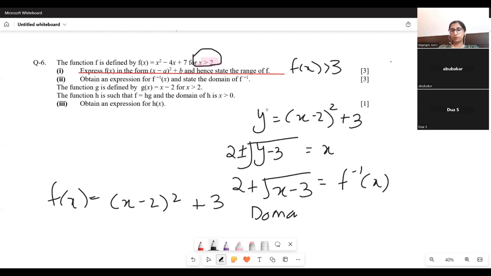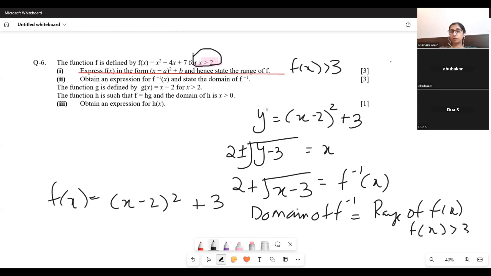Domain of f inverse is equals to what? X is greater than 3. Yes, domain of f inverse is equals to range of fx, which was fx is greater than 3. So this would be x is greater than 3. That's the answer.